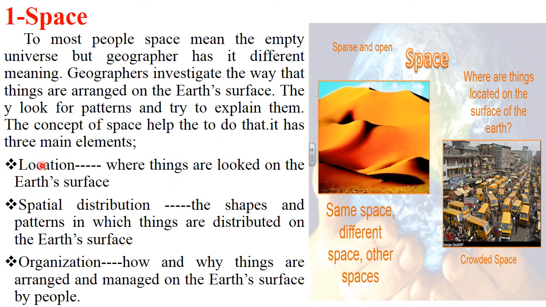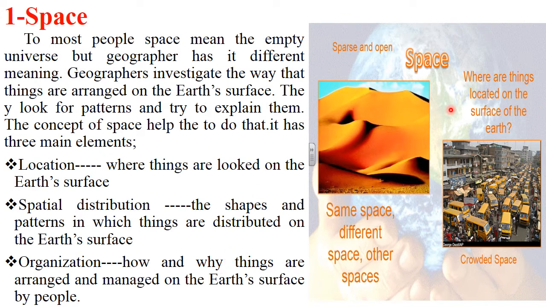Location means where things are located on the earth's surface, whether in a desert, in a city, in a mountainous area, near to the equator, away from the equator, and so on. Spatial distribution is the shapes and patterns in which things are distributed on the earth's surface. It means things may be arranged in a linear way, in a circular way, in a sparse way, or any other way. Organization is how and where things are arranged and managed on the earth's surface by people.